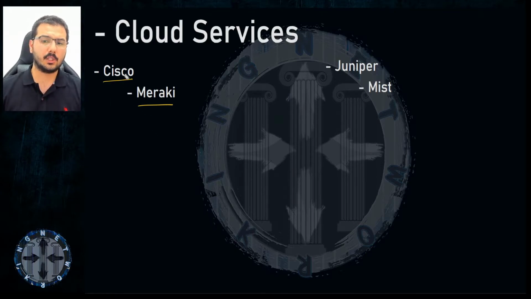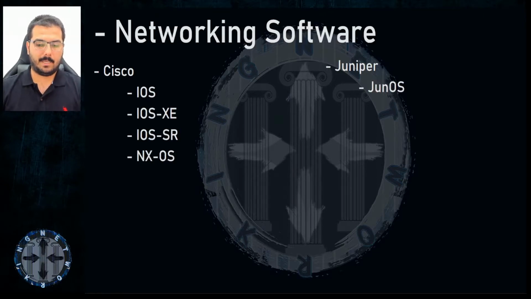So the idea is Cisco acquired Meraki, and Cisco now has Cisco Meraki cloud services. Juniper acquired Mist, remember Mist, the same Mist, and now they have Mist for cloud services as well. So both of them, yes, they do have kind of one single line of production each for the cloud services.